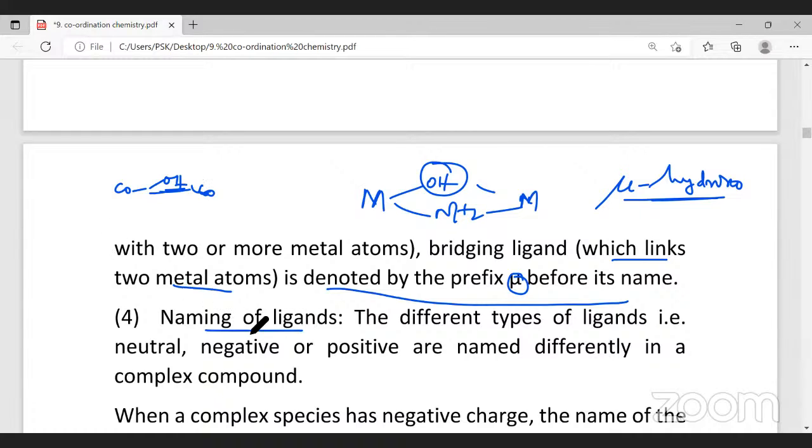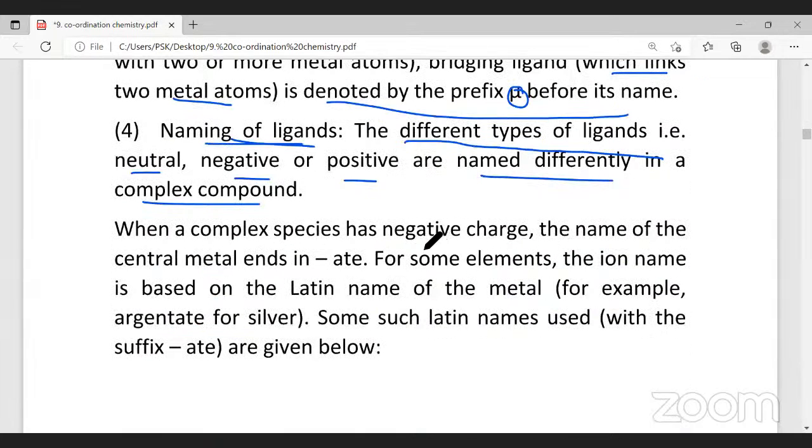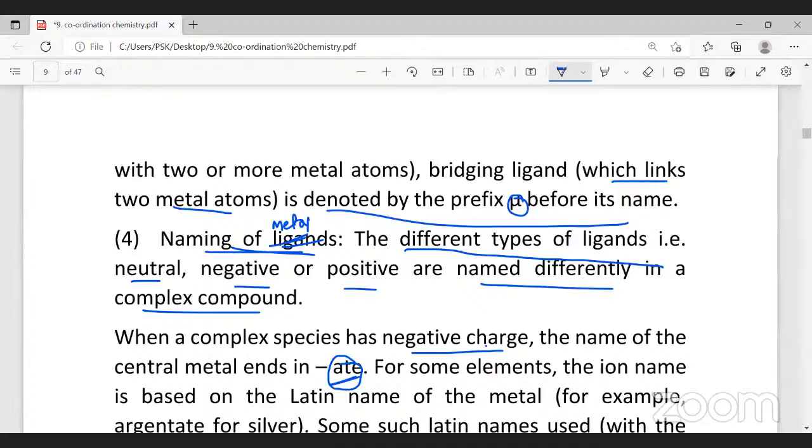Now the fourth point is naming the ligand. The different types of ligands, neutral, negative, or positive, are named differently in the complex compound. The complex species having negative charge, the name of the ligand ends with... this is wrong. It is naming the metal, not the ligand. When the complex species has negative charge, the name of the metal ends with ATE.